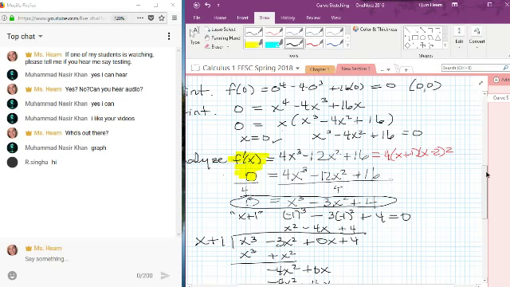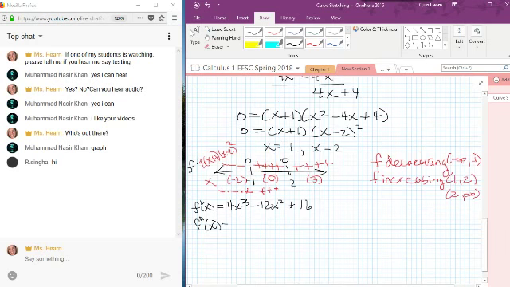The second derivative is 12x squared minus 24x plus 0. Okay, so our second derivative can change from positive to negative when it goes through 0 as well. So we want to find the values that make 12x squared minus 24x equals 0.